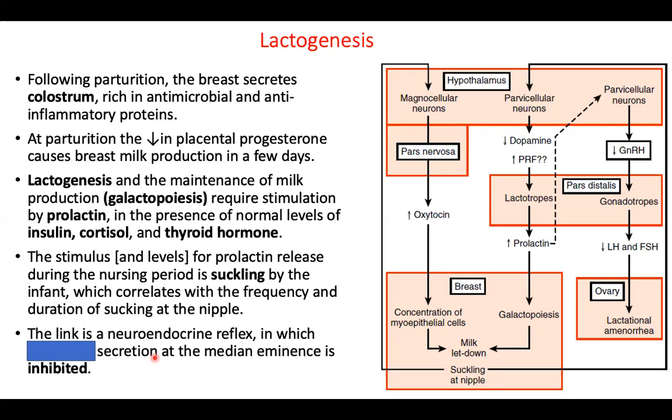Oh, GnRH is also correct, actually. That's a good one. I was thinking dopamine. But yeah, GnRH is also correct.